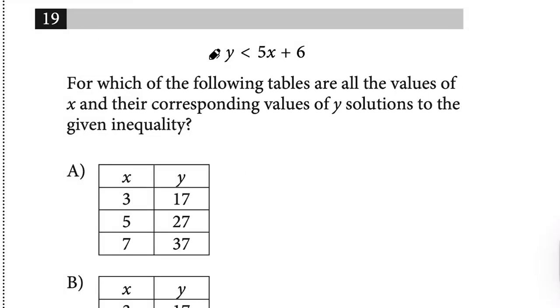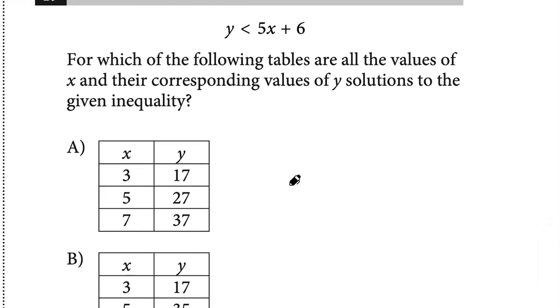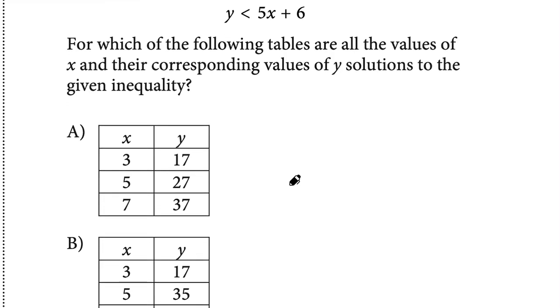Question number 19. y is less than 5x + 6. Okay, an inequality is given. For which of the following tables are all the values of x and their corresponding values of y solutions to the given inequality? So solution means when we plug in the values of x and y, it should satisfy this inequality. So the inequality is y < 5x + 6.